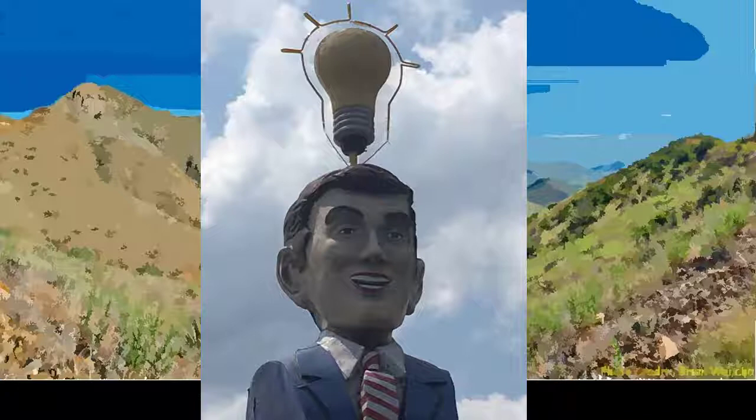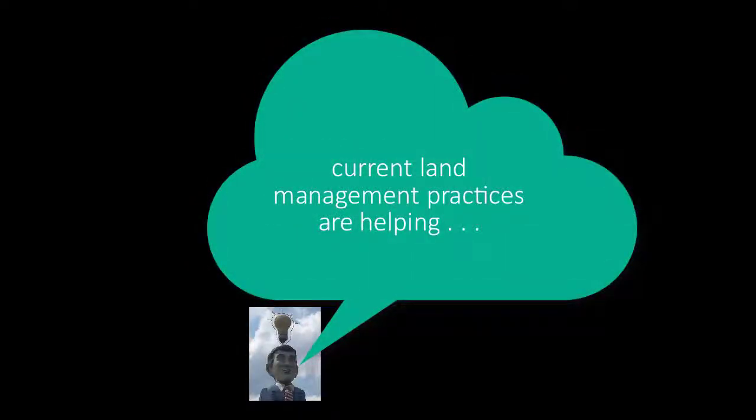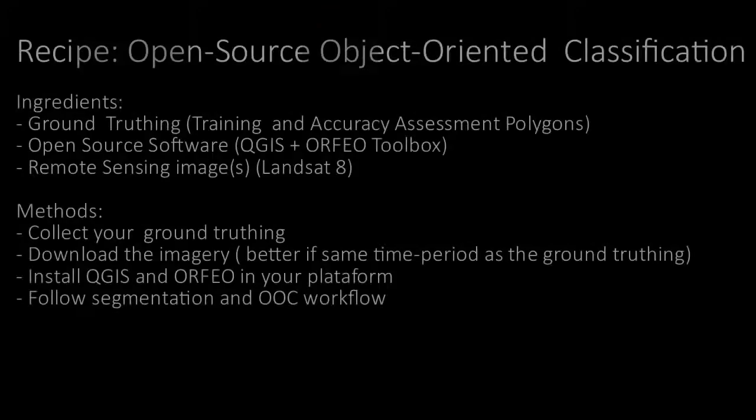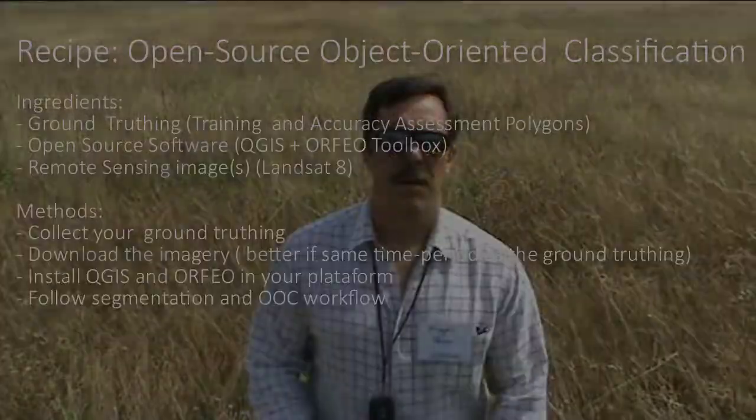It's not every day that you say, I want to make an object-oriented classification today. Check land cover classes over time to evaluate and document where current land management practices are helping to conserve habitat and landscape. We need a plan, some ingredients and methods. Next, we are going to talk about ground truthing, how to develop training polygons and accuracy assessment polygons.